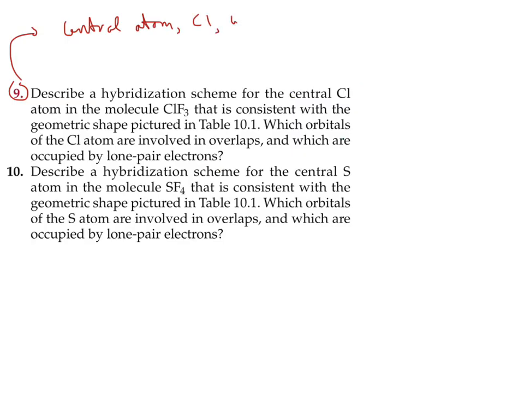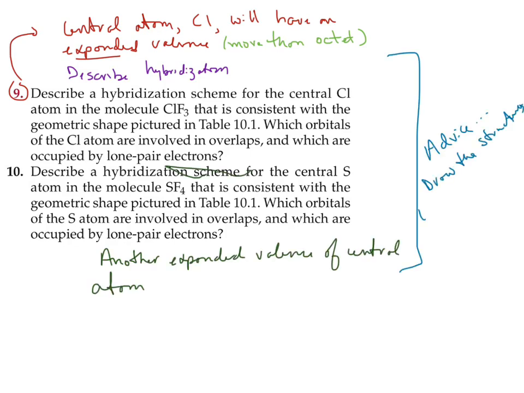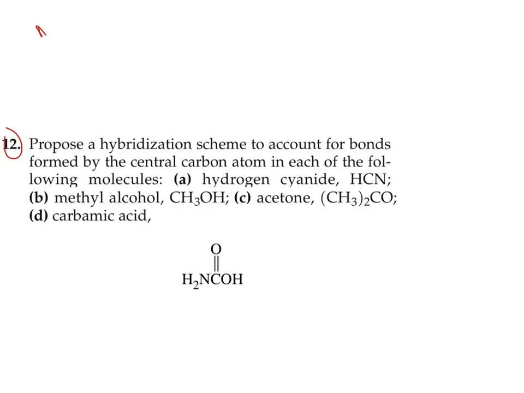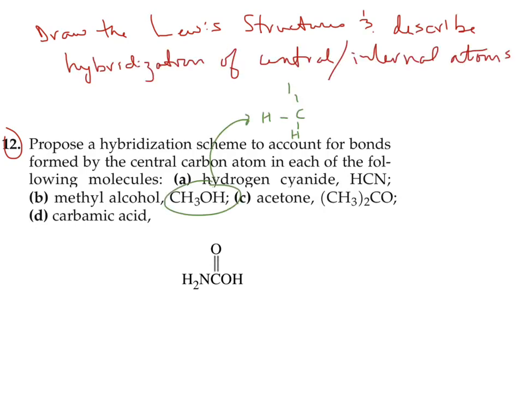All right. This one. Yeah, actually on the slides it told you that these have expanded valences. So that's the only hint you really didn't need me to say because it's already on the slide. So the central atoms, the chlorine in the first place and the sulfur in the second place, have expanded valences. When you count the valence electrons, you're going to see that they have more than 8 around them. And then the next one, draw the Lewis structure and describe the hybridization of the central or internal atom or atoms.